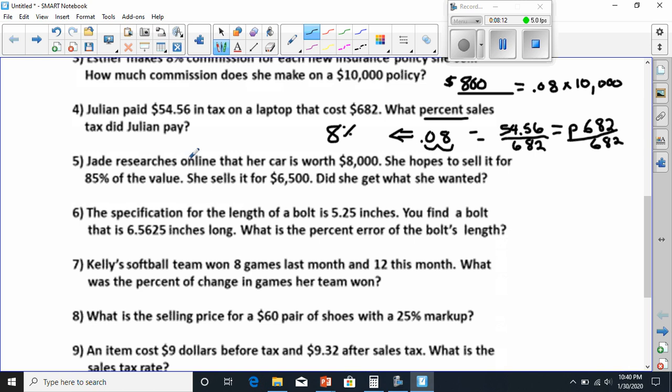Jade researches online that her car is worth $8,000. She hopes to sell it for 85% of the value. She sells it for $6,500. Did she get what she wanted? Well, once again, we've got to figure out what the percent is, because she hopes to sell it for 85%. So the big number, or the whole number, is 8,000. And again, we're using the formula.